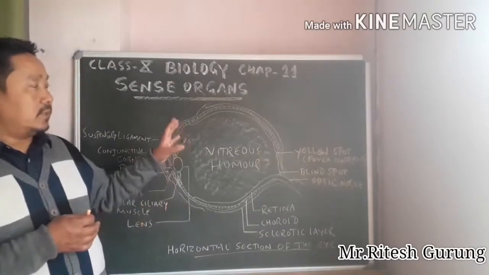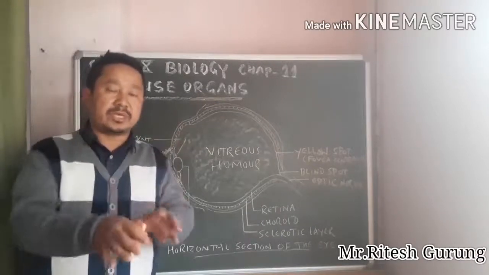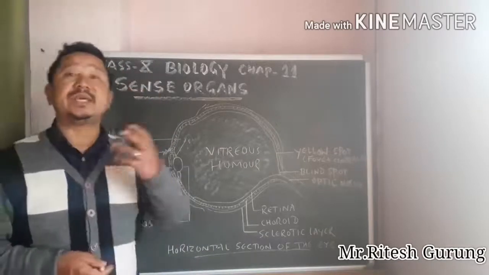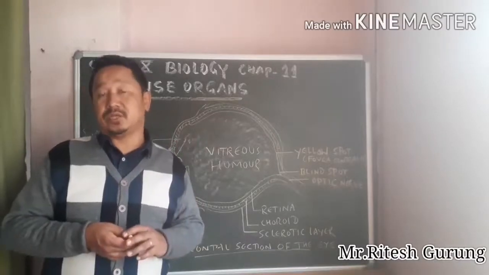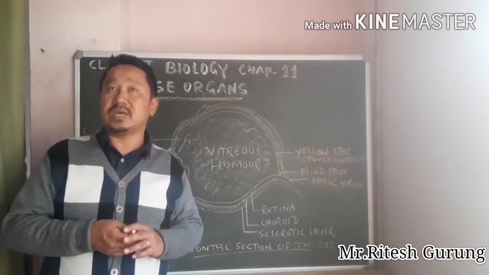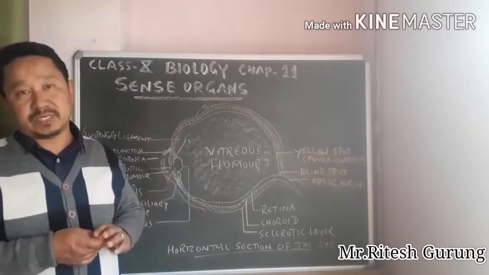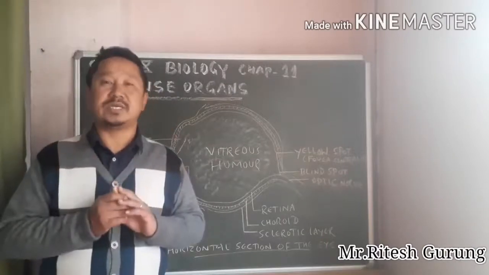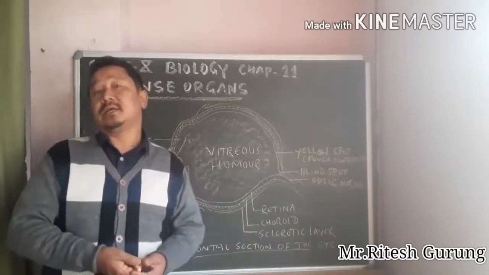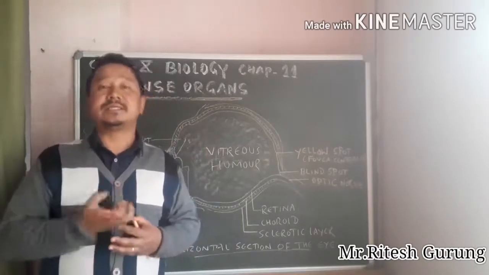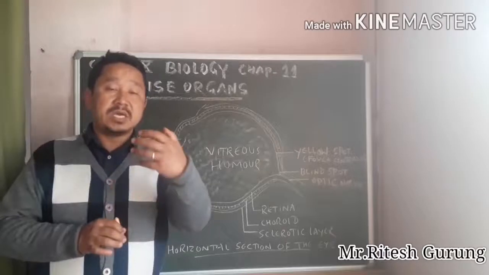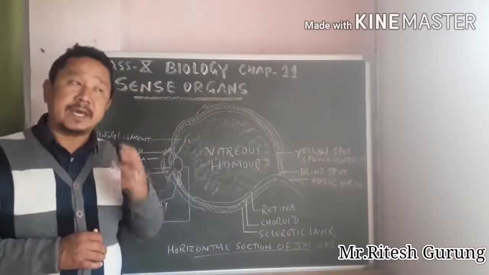There are some terms which you have to know, which are given in the book also, in the introductory portion of this chapter, such as receptors, which you discussed in chapter number 10 also. That's why I'm telling you this is connected to chapter number 10, the nervous system. Receptors means sensory cells which are found in the sense organs, and their function is to receive the different kinds of stimuli.